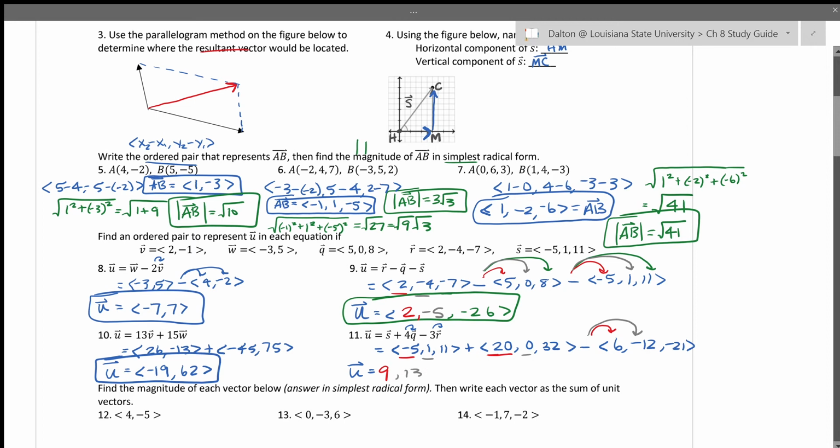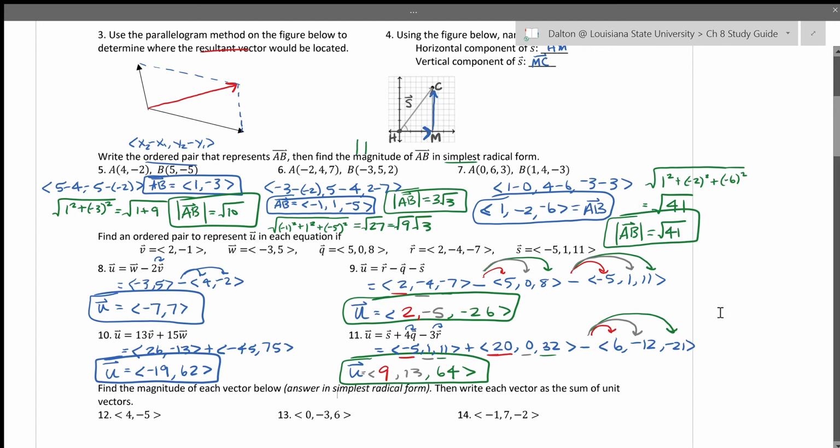Oh, and I forgot my vector notation. Okay, so 9 for the x, 13 for the y. And then for the z, that's going to be 11 plus 32 minus -21, which is going to change to plus a positive, which will be 64.